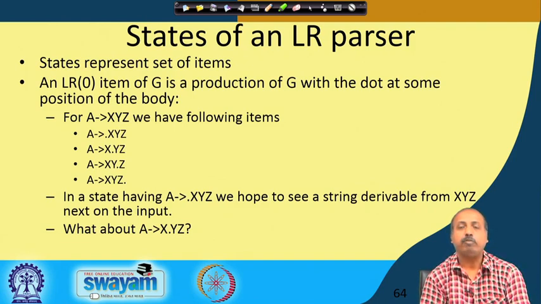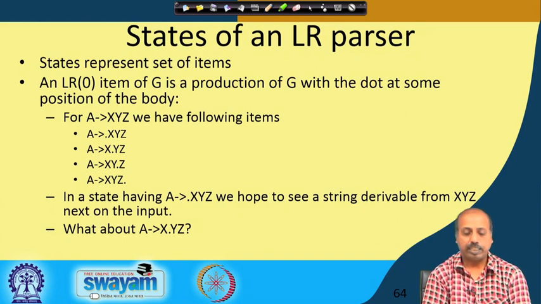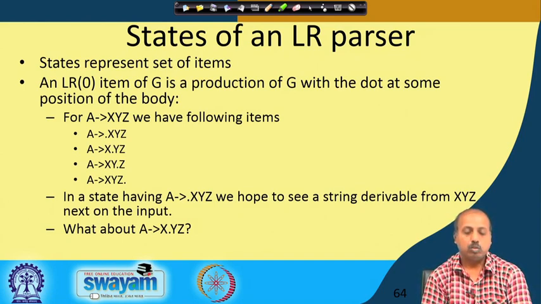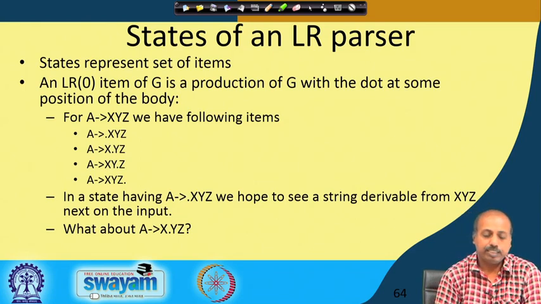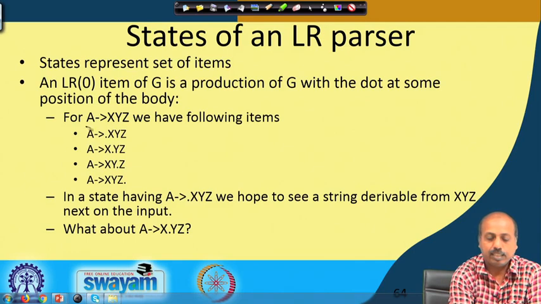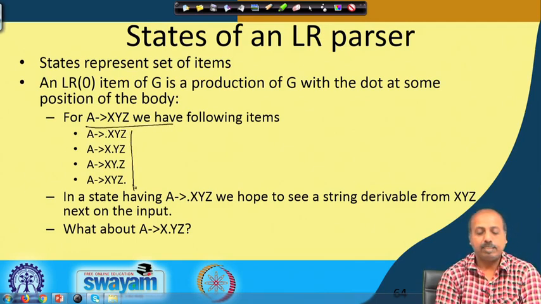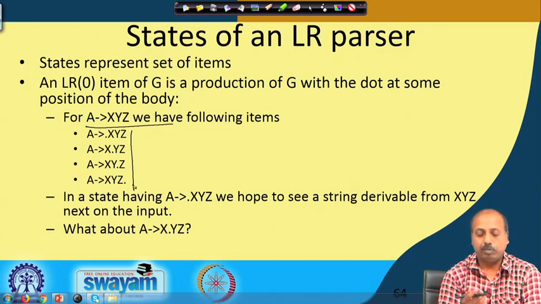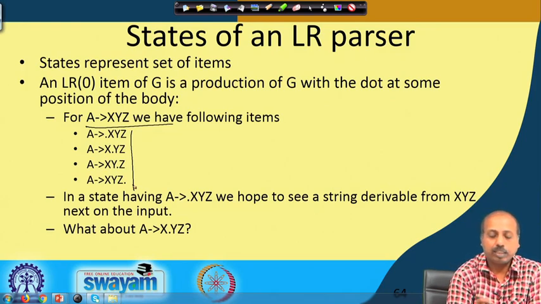As we know, there are 4 actions: shift, reduce, accept and error. So, which action is to be taken? It will be deciding on that. If there is a production A producing x y z, then we can have all these items. An item is like a production rule with a dot somewhere on the right hand side.